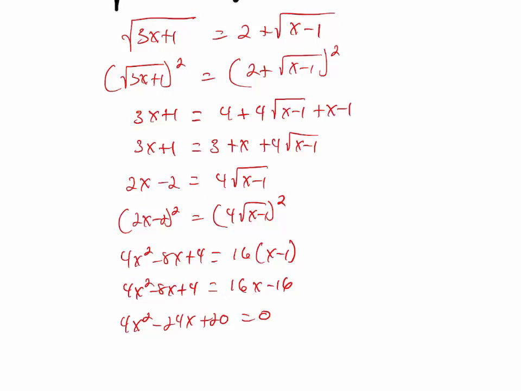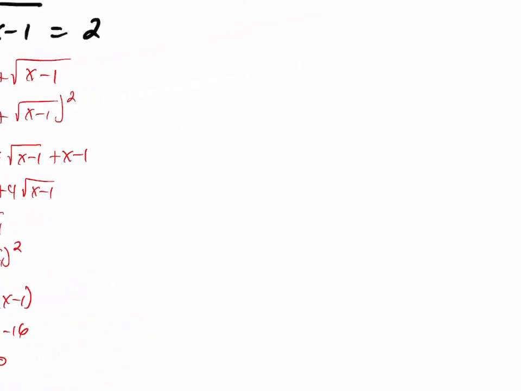And so what happens at this point is that we can actually take out a 4. When we take out a 4, we end up with x squared minus 6x plus 5 is equal to 0. So let me go up here so I can rewrite this.